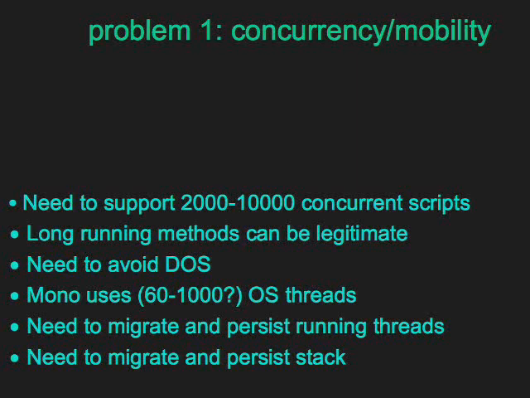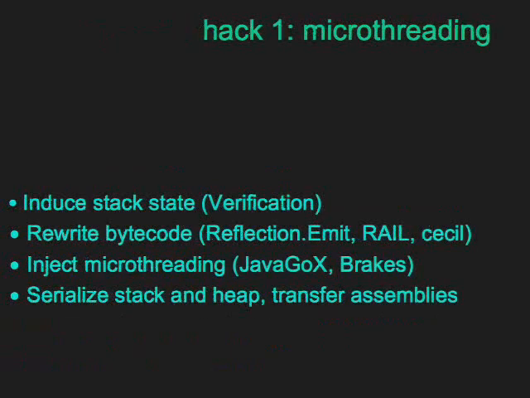And even if we could run each script as its own independent operating system thread, we still need to be able to migrate and persist these running threads. So imagine you've got the script which infinitely loops changing the color of an object, you attach it to a rocket, and then you fire it across the Second Life world. Well, every time it goes 256 meters, it switches to a different simulator. So we need to migrate that process to a different simulator, even though it's running an infinite loop. So this is horrible. We can't do it with an operating system thread. So we need to be able to migrate and persist the stacks. So what do? Hack 1, microthreading.